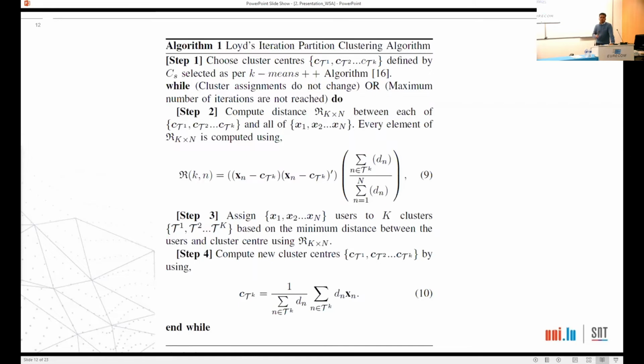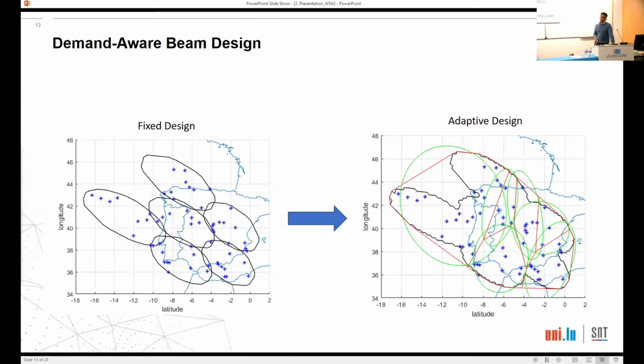Each cluster has to be converted now into a beam. The solution looks something like this. There you have the fixed beams, which look very much like a standard static design, whereas in the adaptive design, based upon the user demand and also the user locations, we change the shape of the beams. That means we point the beams where there are more users, or we modify the shape and size of the beams based on the number of users and the user demand.